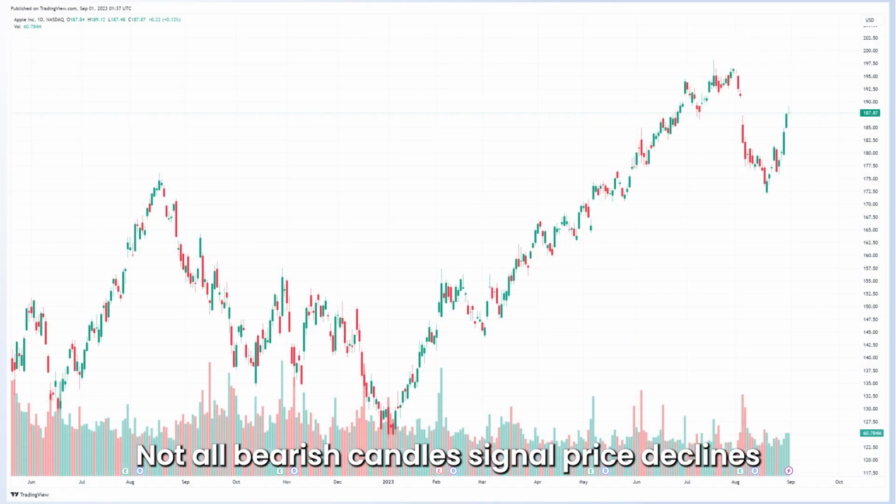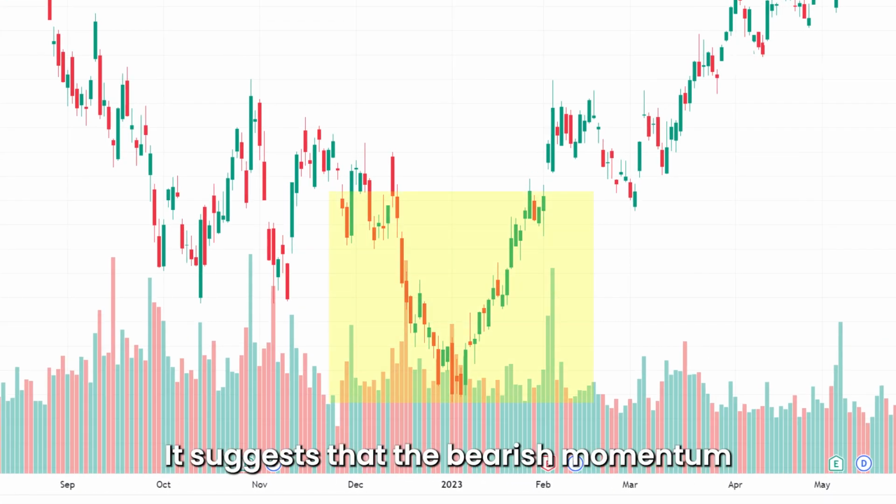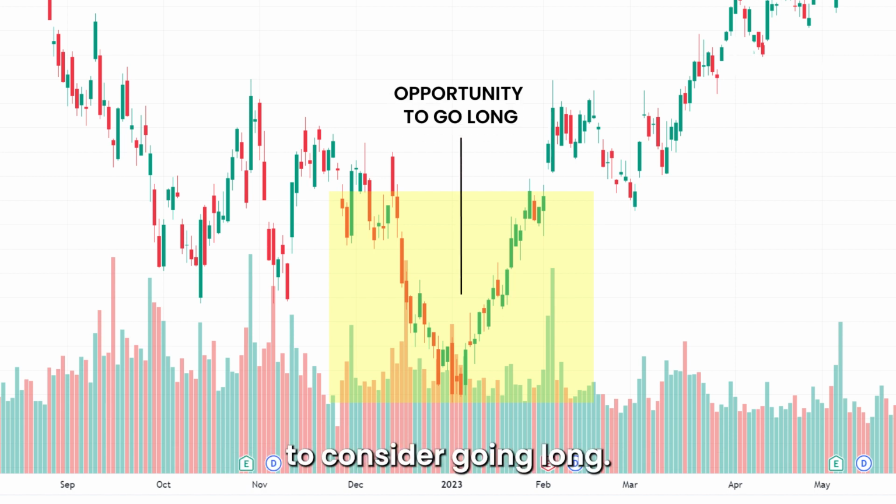Not all bearish candles signal price declines. When they appear in the later stages of a downtrend, it suggests that the bearish momentum might be exhausted, and it could be an opportunity to consider going long.